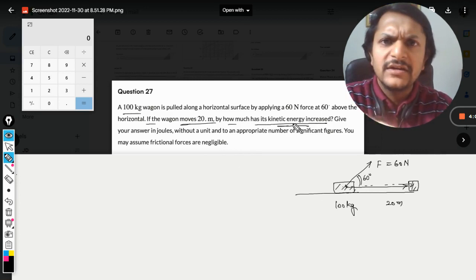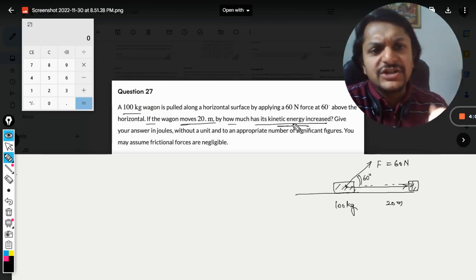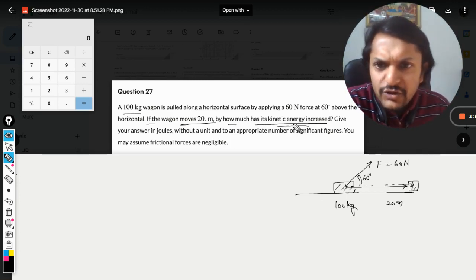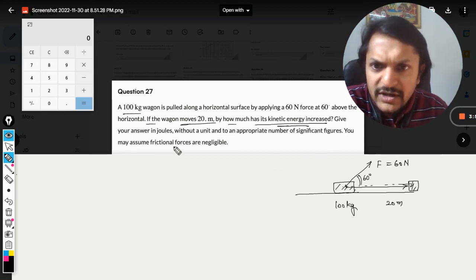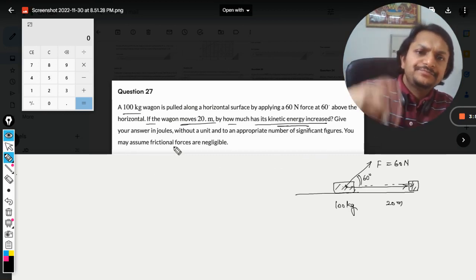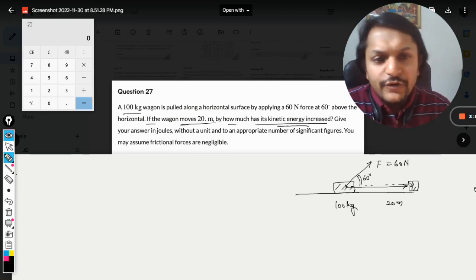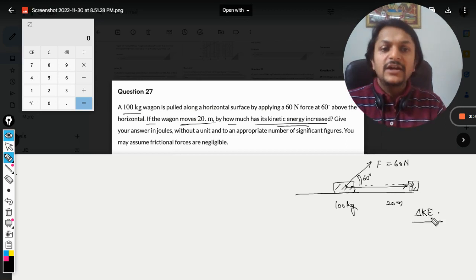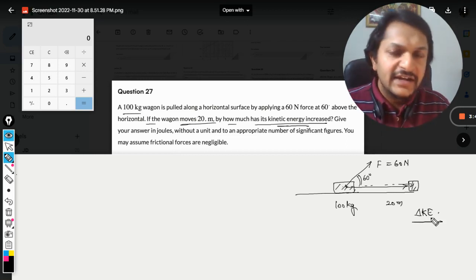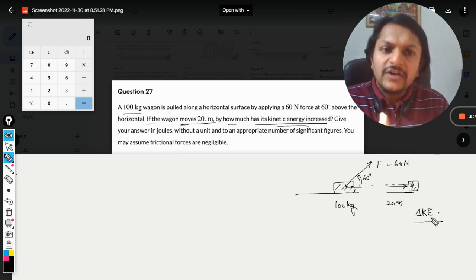So we need to find the change in the kinetic energy of this. Give your answer in joule. And okay, so you may assume the frictional forces are negligible. So we need to find the change in kinetic energy here. So how can we do that? So first of all, we have to find the work done. The work will be done here.